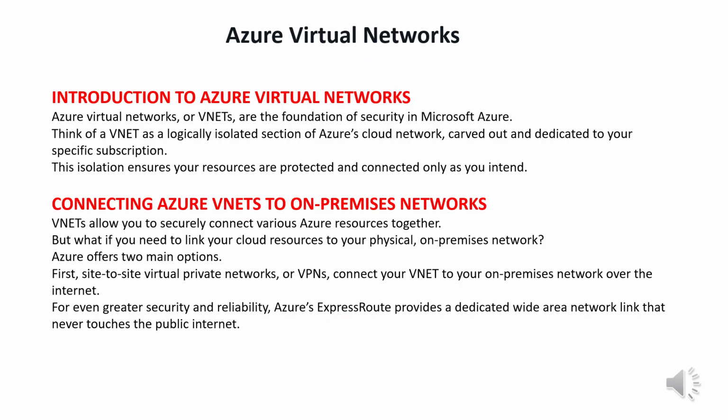But what if you need to link your cloud resources to your physical on-premises network? Azure offers two main options. First, site-to-site virtual private networks, or VPNs, connect your VNet to your on-premises network over the internet. For even greater security and reliability, Azure's ExpressRoute provides a dedicated wide-area network link that never touches the public internet.